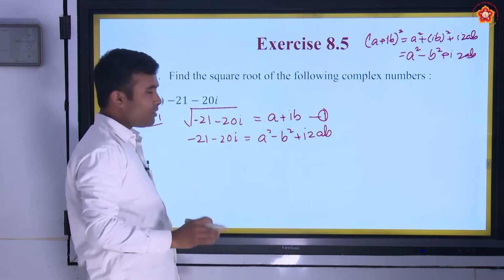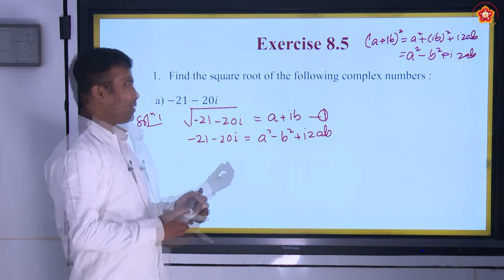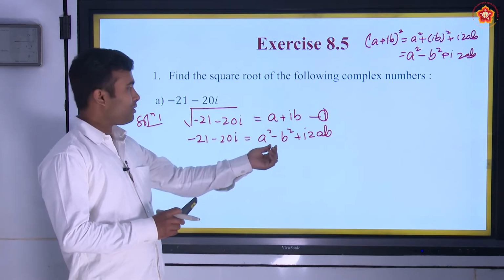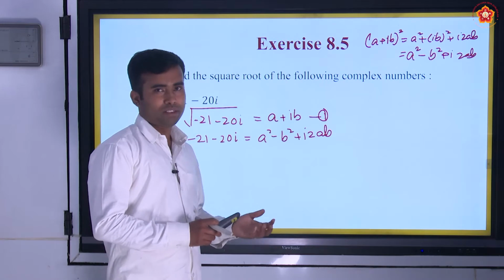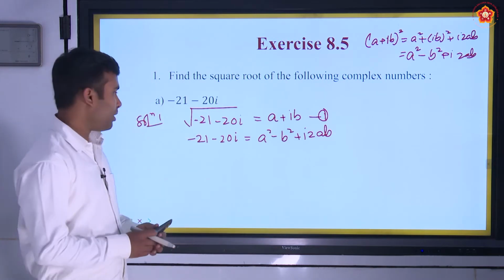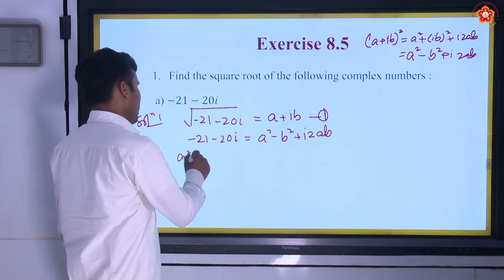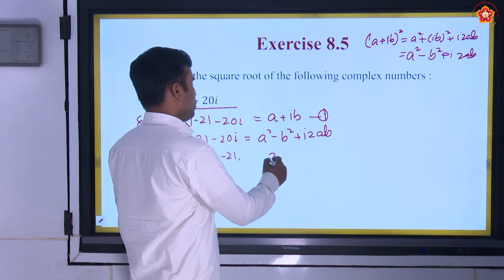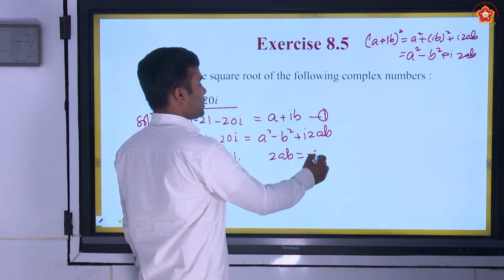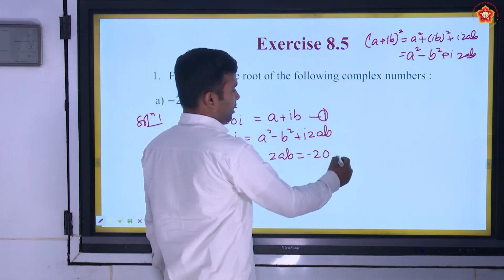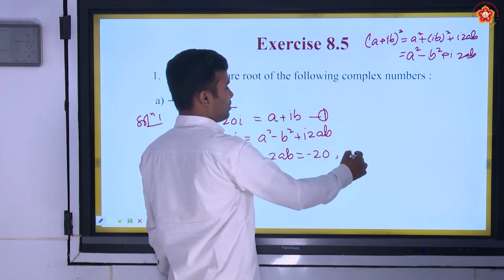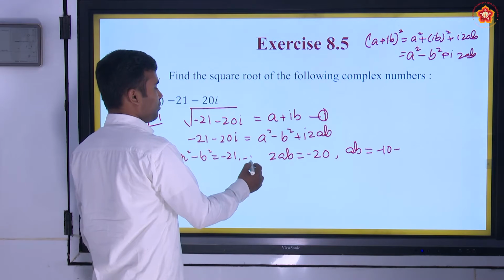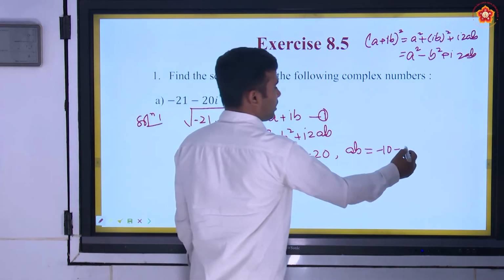Now, equality of two complex numbers means you can equate the real part to the real part on the other side of the equation, and the imaginary part to the imaginary part. You just compare the real and imaginary parts. So you will get a square minus b square is equal to minus 21, and 2ab is equal to minus 20. If you divide by 2 on both sides, ab will be equal to minus 10. I will call it equation 2, and this is equation 3.